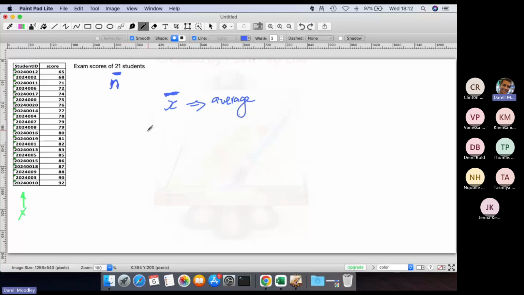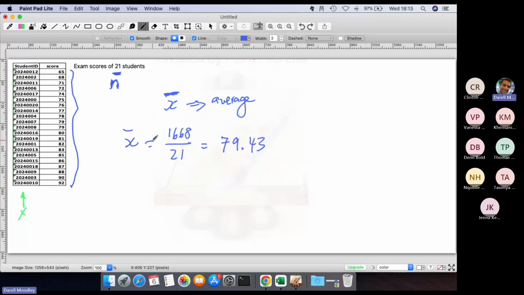So if we want to work out the average, we just work out the total of the scores. So you'd add up all these scores, 65, all the way to the bottom, all the way to 92. You'll get a total of 1668 if you add them all up. And you divide by how many students you have, which is 21. And this is your x bar. If you work this out, you get a value of 79.43. Right, that's your x bar.